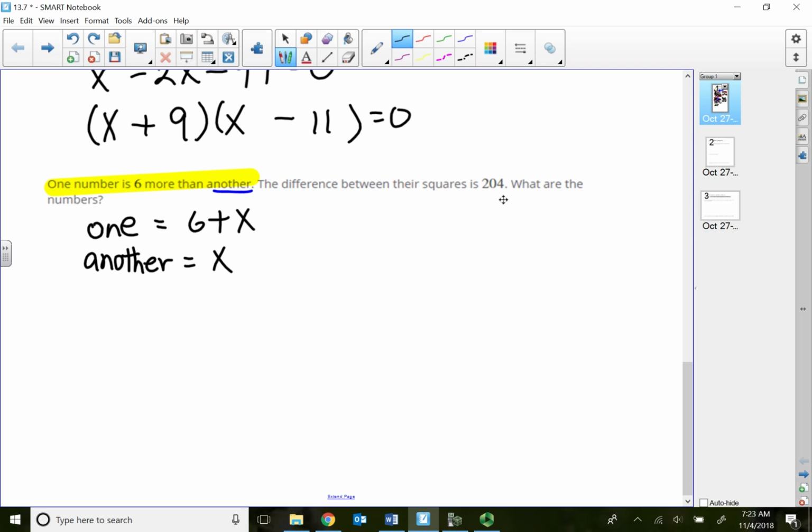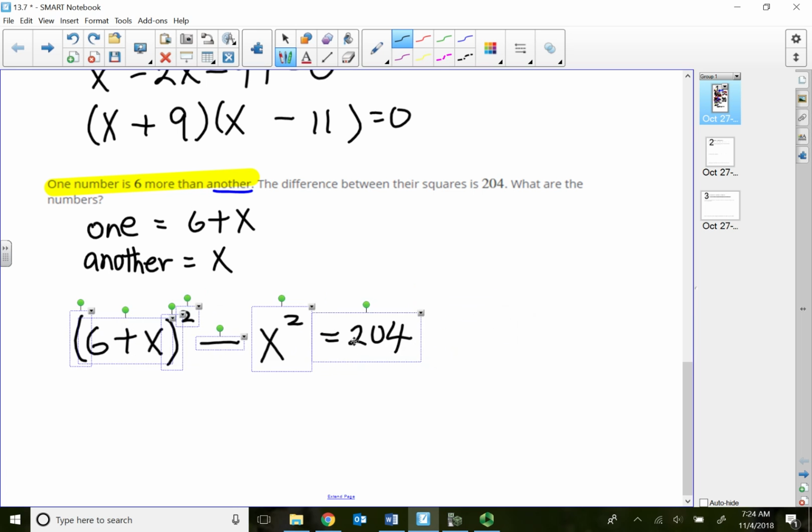So since their difference is a positive 204, that means we got to use a larger number, subtract a small number to equal to 204. All right. So since this one number is 6 more than another, so that means the one number is bigger than another. So that one number 6 plus x got to be in the front. Since this is the difference between their squares, this is just like the previous problem. My one number, whole thing squared, minus by another number, whole thing squared, who is smaller.